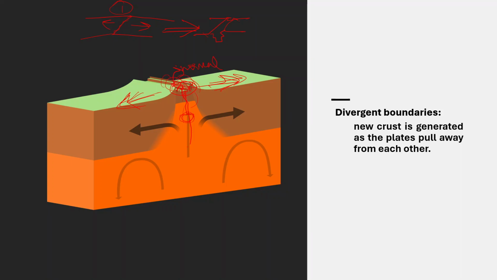So when this happens on a large scale, that is when you say that the oceanic crust or the ocean floor is being continuously destroyed, and at the same time it is regenerated. It's not completely destroyed, constant regeneration is taking place. So new crust is generated as the plates pull away from each other.